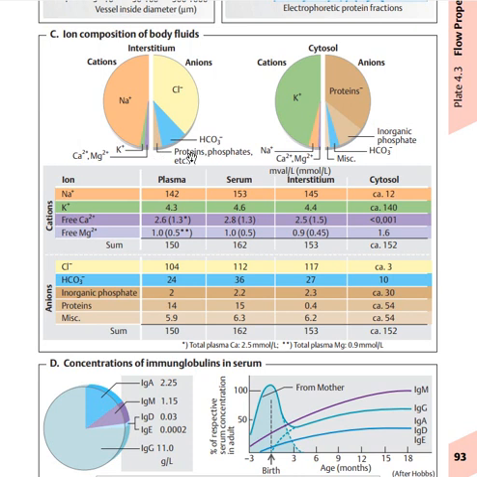For inside the cytosol, inside the cell instead of the interstitium outside the cell, potassium ion is going to be the highest, then you have sodium, and then you have calcium and magnesium. Here protein is going to be the highest, then inorganic phosphate, then hydrogen carbonate inside the cell for anions. So now let's see the concentration of immunoglobulin in serum.